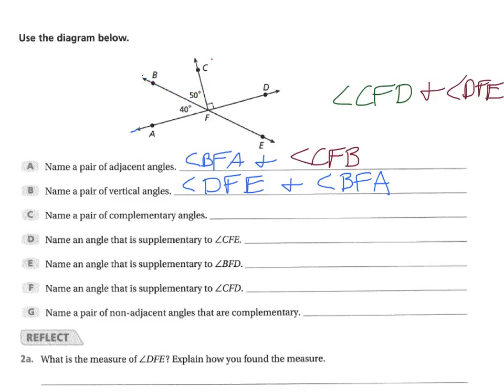All right, looking at the next question, C. Name a pair of complementary angles, two angles that add up to 90 degrees.